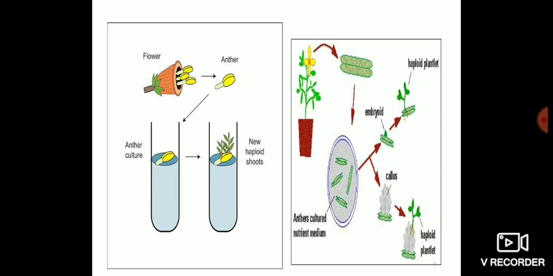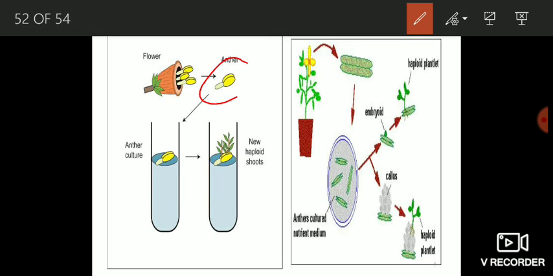Here you can see in the image, you have cut down this anther and allowed this to grow in culture medium, and after some time you will see a number of haploid plants are produced, and these haploid plants can then be used to produce the homozygous diploid lines which can be used in plant breeding programs.